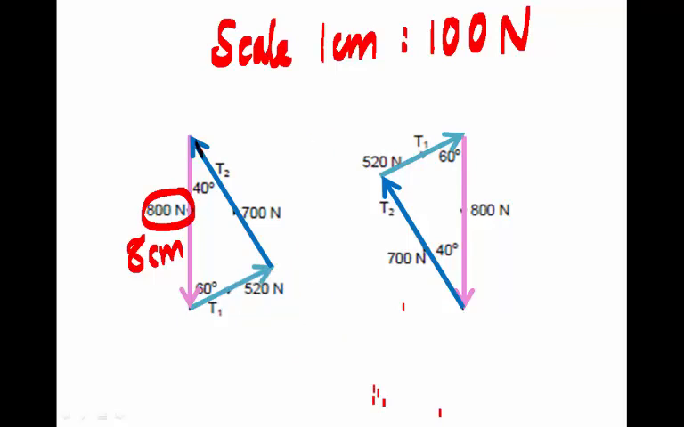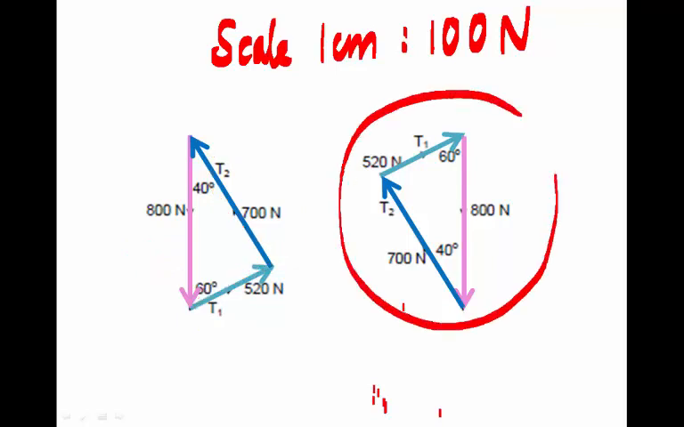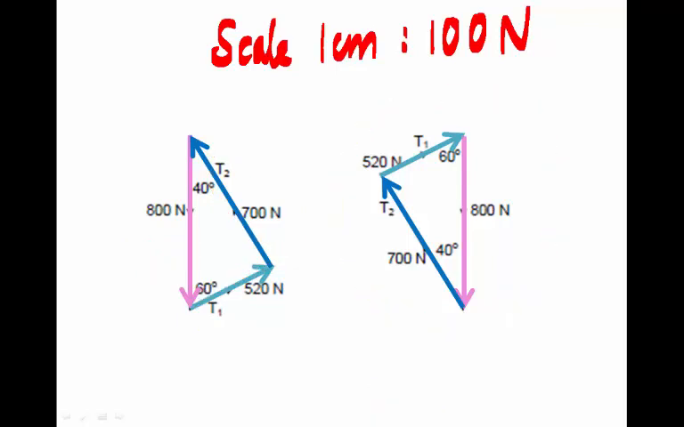And when you measure this line, if you use this scale, you'll measure it to be 7 centimeters, convert it according to your scale, 700 newtons. And then you have your answers. T2, 700 newtons, T1, 520 newtons. Same procedure if you rather choose this one. Both diagrams are equivalent.